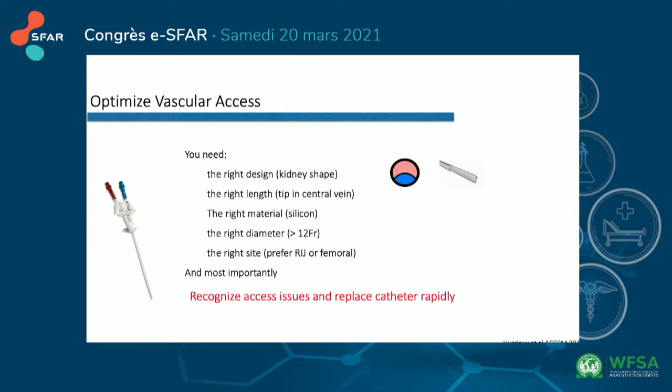This is the work from Parienti and colleagues that showed there was no limitation in terms of infectious disease as per the right internal jugular versus the femoral line, except for obese patients, and so preferably the right internal jugular, and second, the femoral line. But most importantly, the message here is you need the right catheter, but you need to be aware that there might be issues with the catheter, and if there's something wrong, be quick to replace the catheter if there's an access problem.